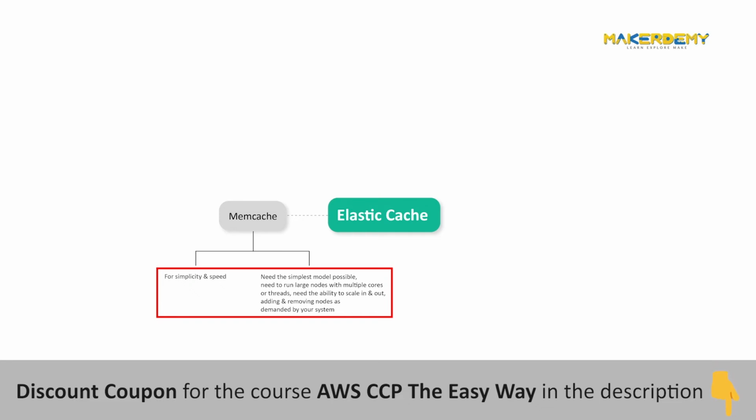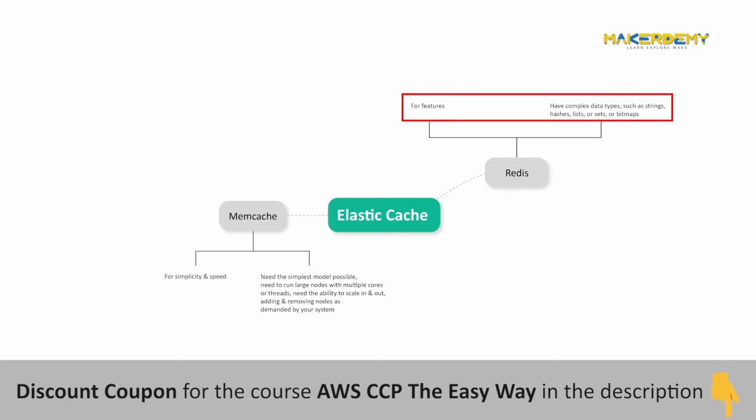Choose Memcached if the following applies to your situation. You need the simplest model possible. You need to run large nodes with multiple cores or threads. You need the ability to scale in and out, adding and removing nodes as demanded by your system.